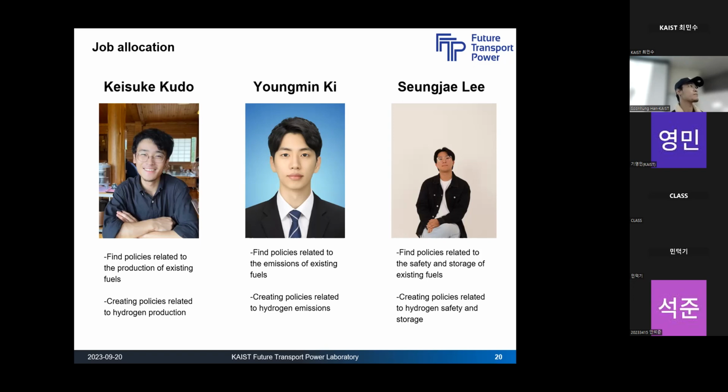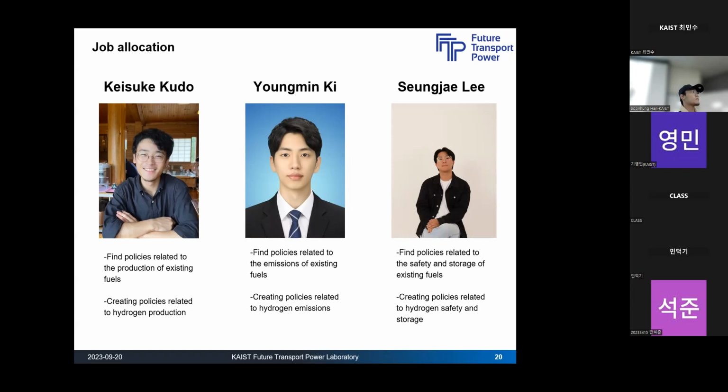IMO is trying to add some text about hydrogen to that code, and also to the IGC code, which means the code for liquefied gas carriers. So they are trying to add some content about hydrogen. You're going to make a comparison of energy policies and hydrogen policies, and next time it would be better to read the IGC code and the IGF code.